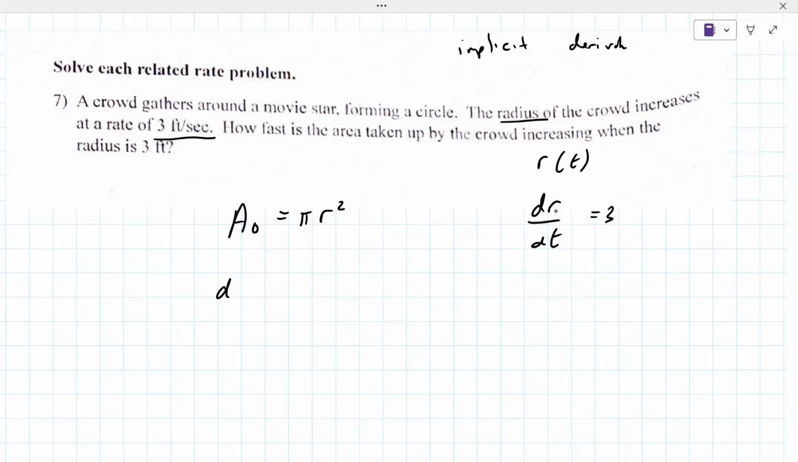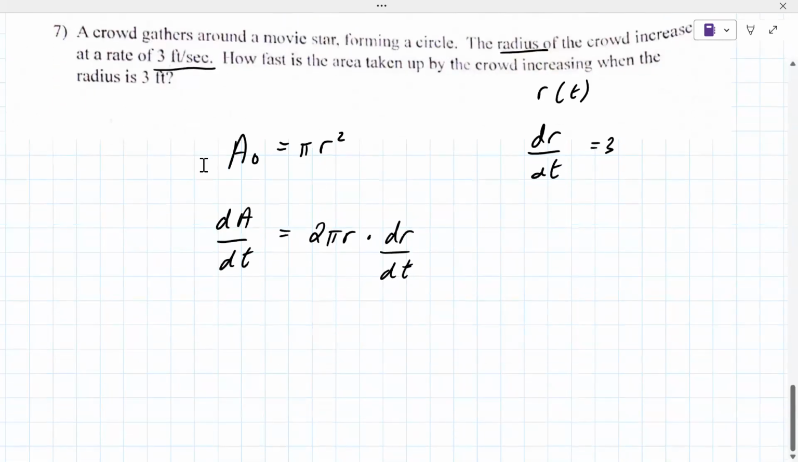So dA dt, the derivative of area with respect to time, is 2 pi r, that's the power rule, times the derivative of r, that's the chain rule, that's dr dt. And that's why I said none of this makes sense. It will when you actually get to the section.